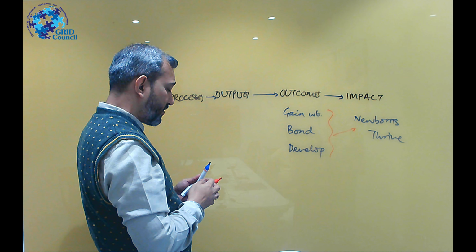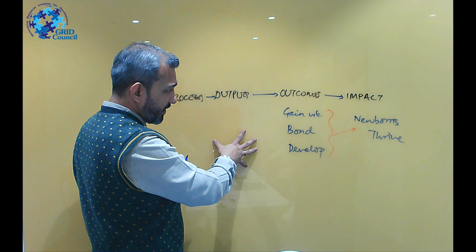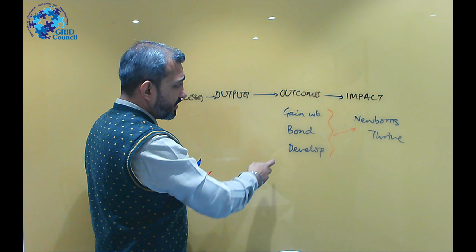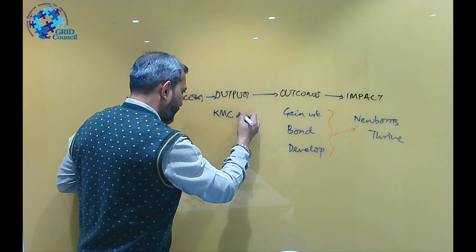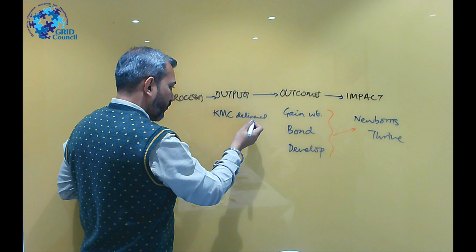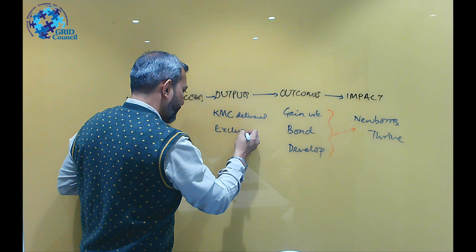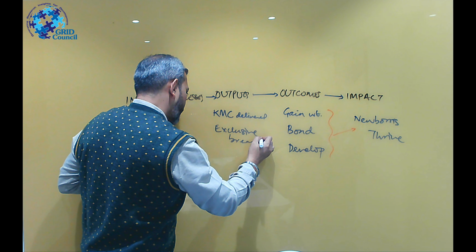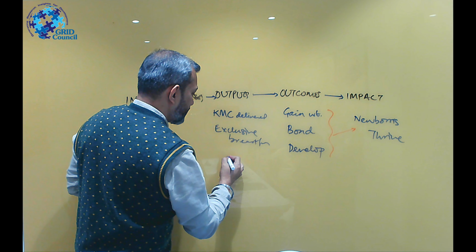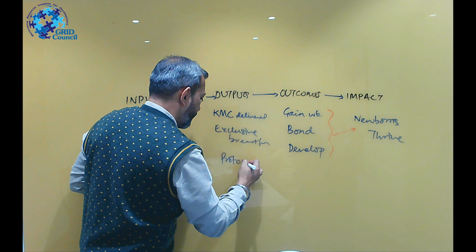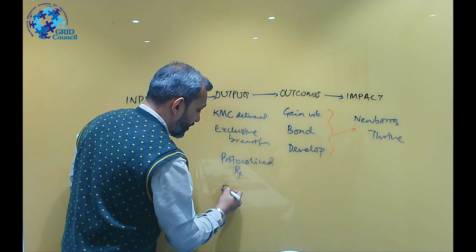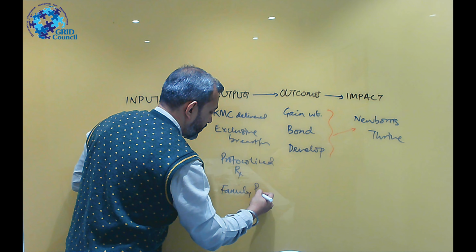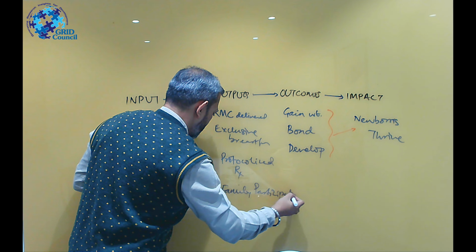I need to have a concept, some hypothesis, some theory here, which links me to these three outcomes. For example, KMC is being delivered to these babies, which could lead to exclusive breastfeeding. And besides these two things, they are given protocolized treatment inside NCUs. And further, mothers are allowed inside NCUs. So family participatory care.